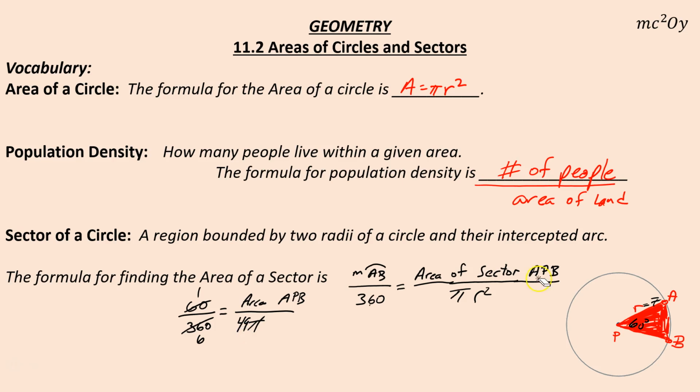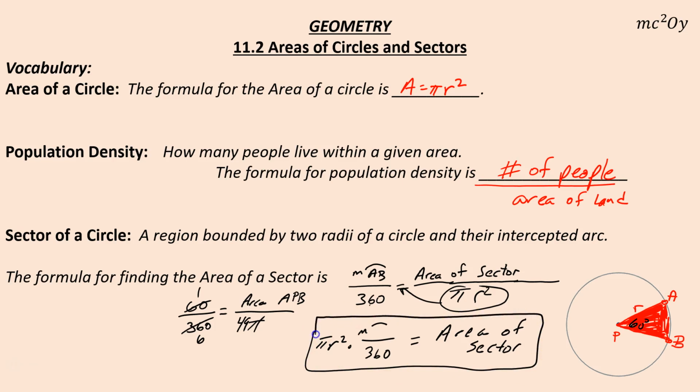But really, I'm going to erase this part. If we just keep it generalized, the formula from here, if we just want the area of the sector, to get this pi r squared over to the other side, you can multiply by it. So you could have pi r squared times the measure of your arc over 360 if we're really trying to make it generalized. That is the area of a sector. That's the formula for the area of your sector. Okay?